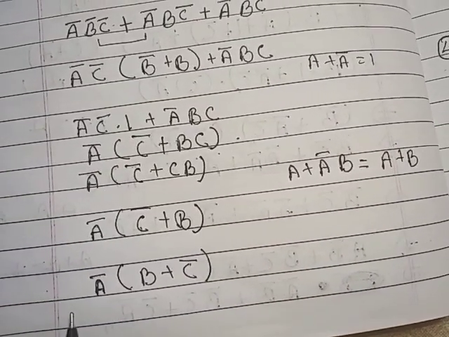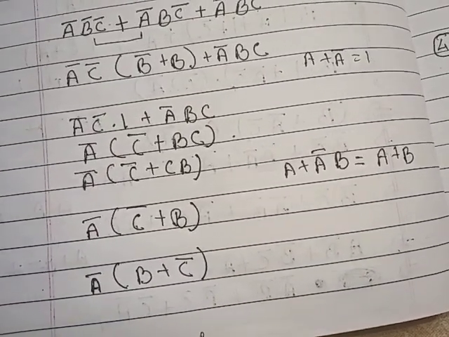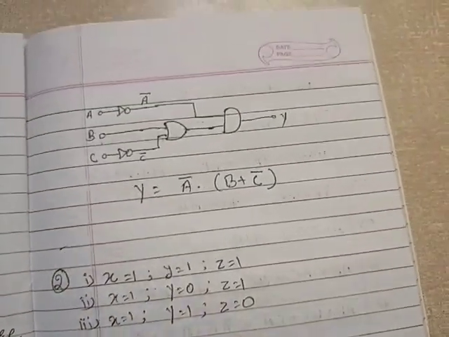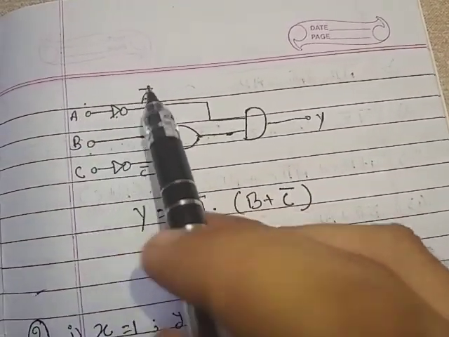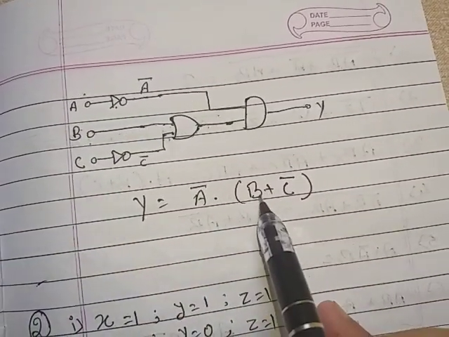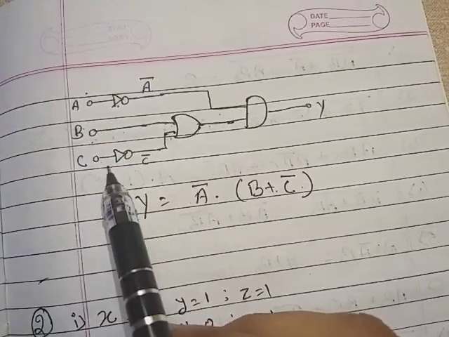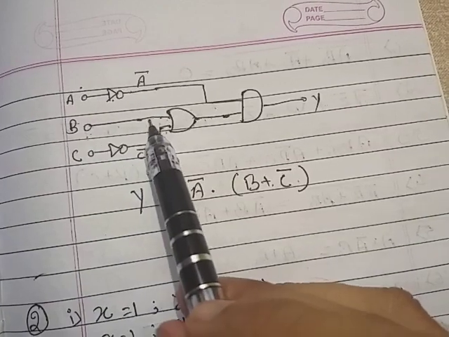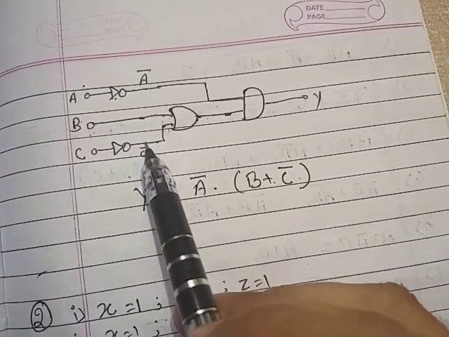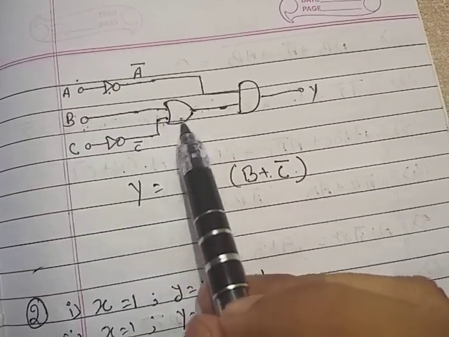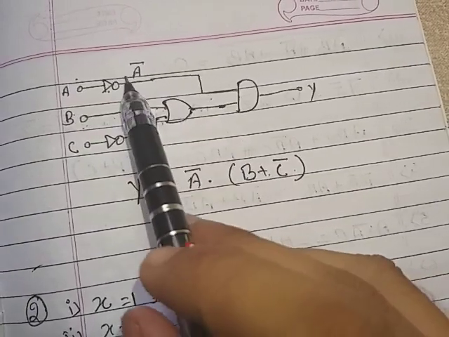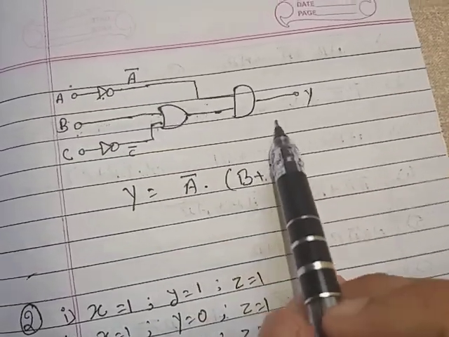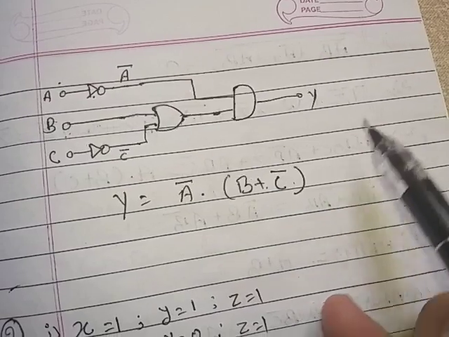And now we have to draw the logic for this equation. So here we go. A passes through a NOT gate and will give me A bar, and then we require B plus C bar. So B and C bar, C passes through a NOT gate and will give me C bar. Both the B and C bar terminals pass through an OR gate, which will give me B plus C bar, and then pass through an AND gate, it will give me Y is equal to A bar dot B plus C bar.